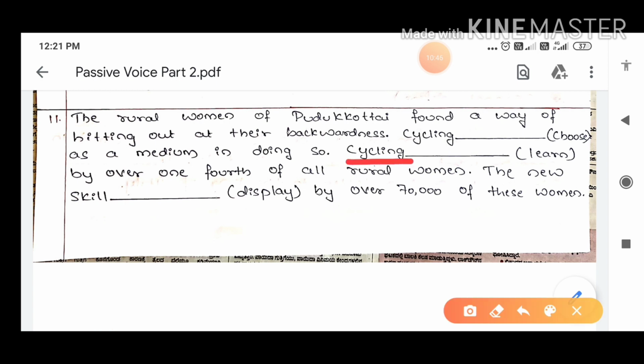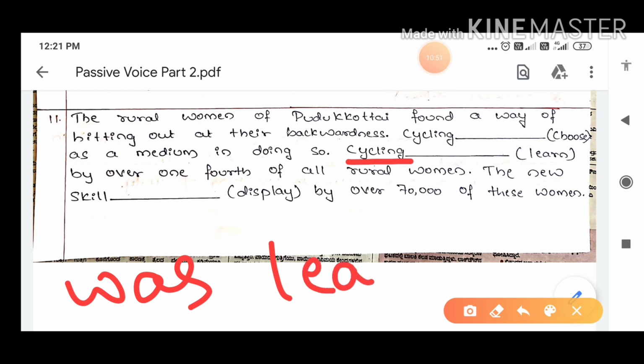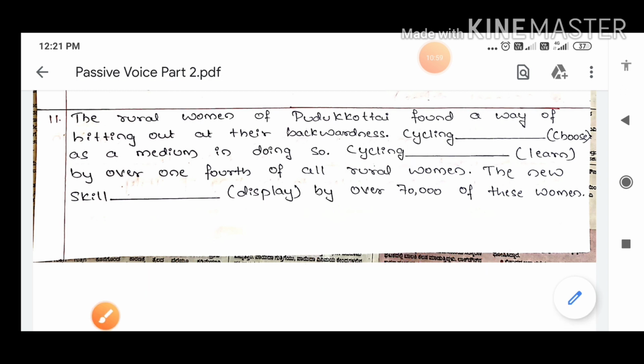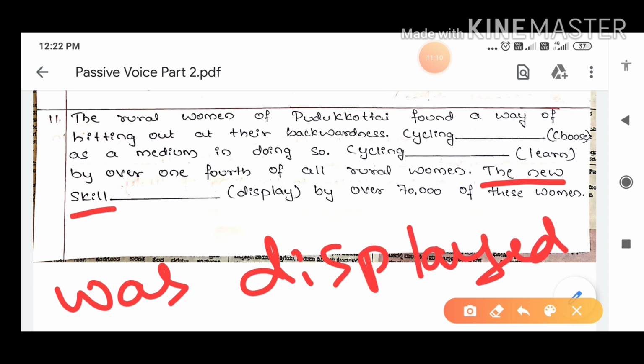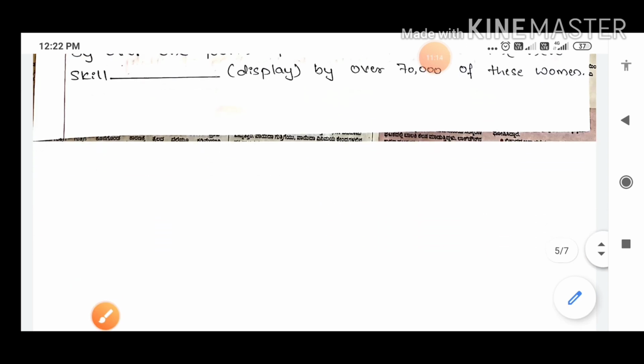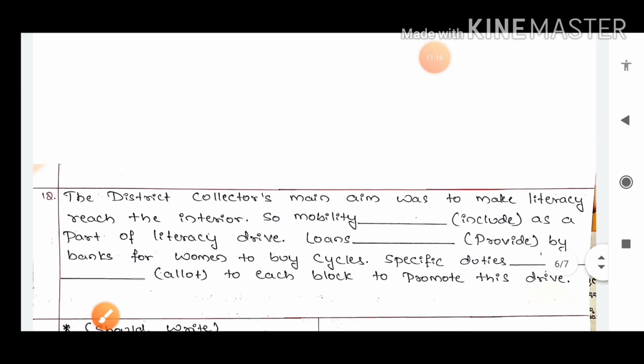Again, cycling is a singular, so we use was, and V3 of learn is learnt. Cycling was learnt by over 1/4 of all rural women. The new skill, again it is a singular, so we use was, and V3 of display is displayed. Displayed by over 70,000 of these women. So now let us move on to another example.